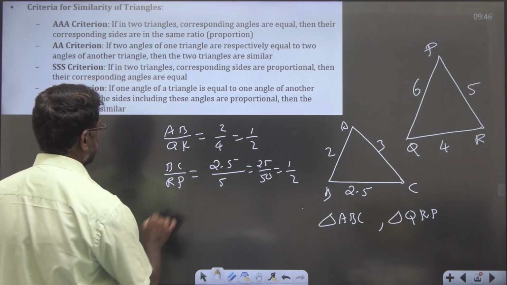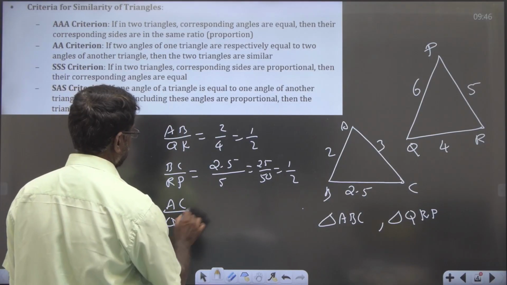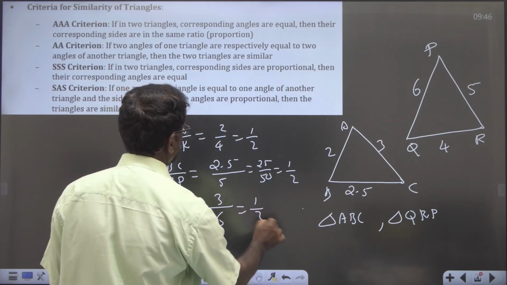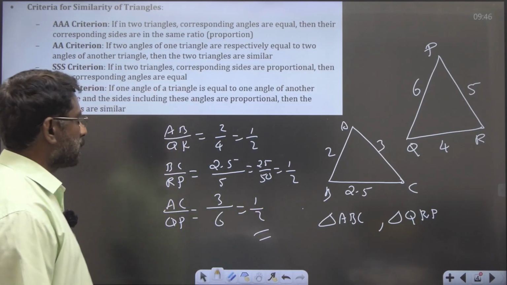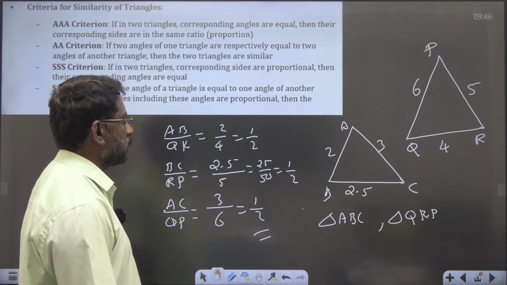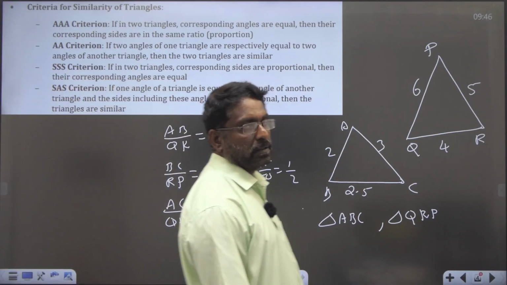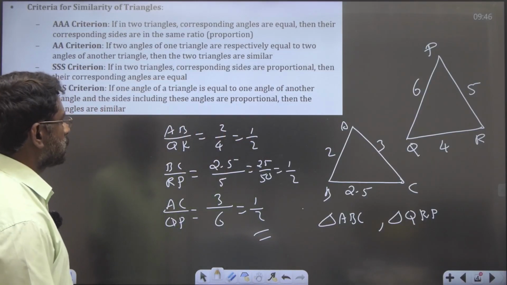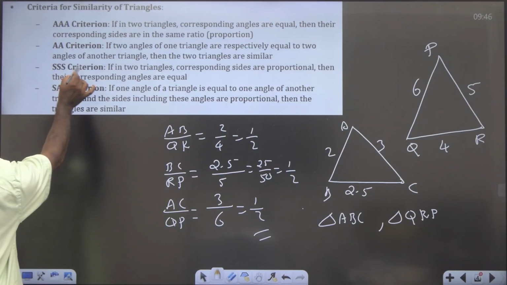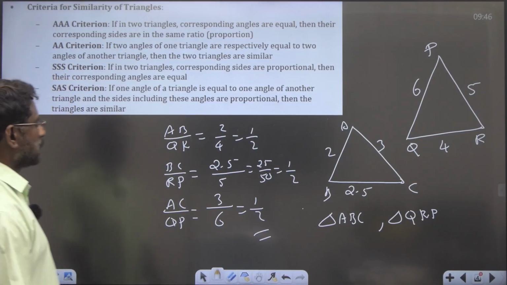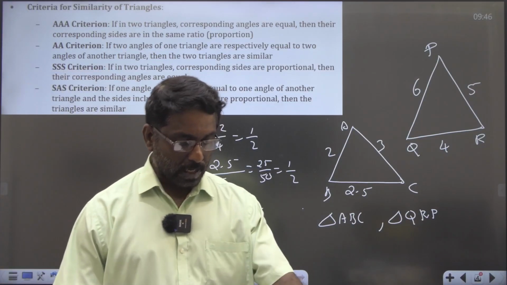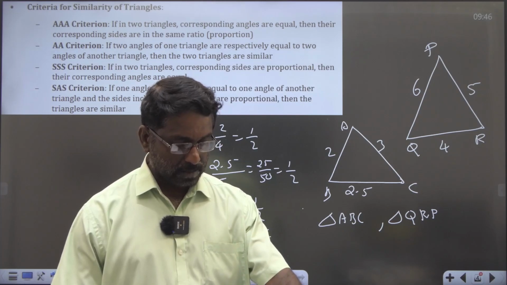Take AC by QP. AC is equal to 3 and QP is 6. That is 1 by 2. Look here, all the sides are proportional. AB by QR is equal to BC by RP is equal to AC by QP. Therefore, what criterion is used here? Sides are proportional, so the SSS criterion. Using the SSS criterion, we can say that these two triangles are similar.